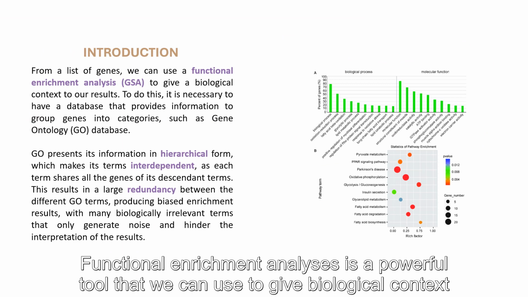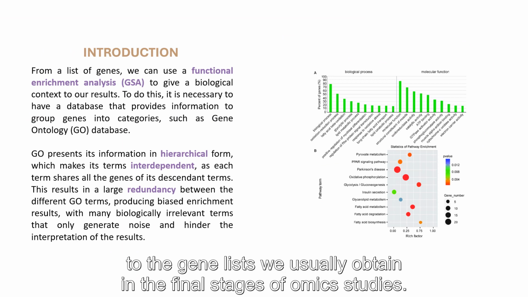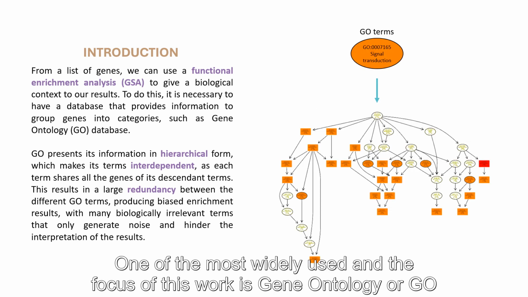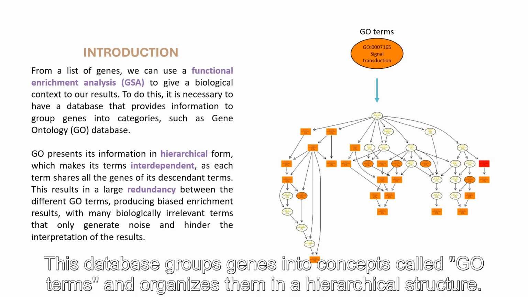Functional enrichment analysis is a powerful tool that we can use to give biological context to the gene lists we usually obtain in the final stages of omics studies. To do this, we need a database that allows us to group these genes. One of the most widely used, and the focus of this work, is Gene Ontology or GO. This database groups genes into concepts called GO terms and organizes them in a hierarchical structure.